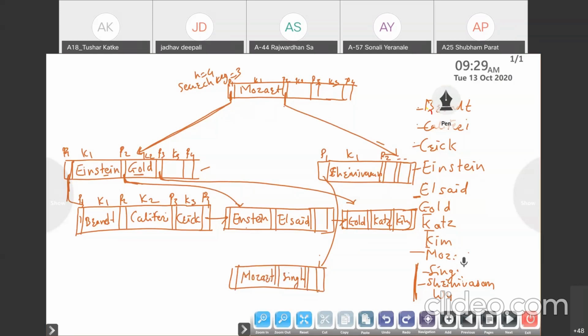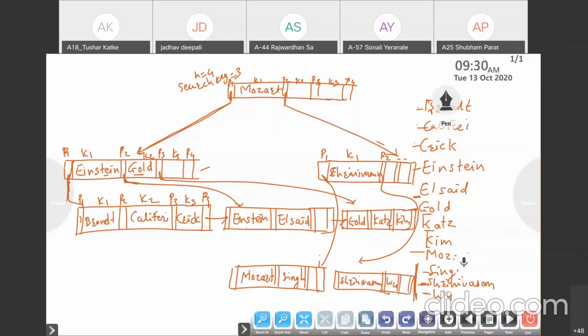See once again. Now this pointer P1 points to the records which are less than Srinivasan, and here it is related to Mozart, meaning here we need to add greater than or equal to Mozart. So it comes Mozart and Singh. And this pointer points to the records which are greater than or equal to Srinivasan. So there are two records, Srinivasan and U.